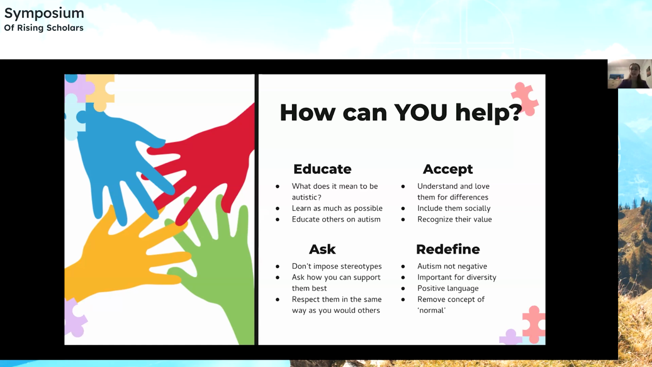That's why we must ask how we can best support each individual as opposed to assuming that the autistic population as a whole has one way that they need supported. And finally, we must redefine autism, not as something negative, but as something positive and necessary for the diversity of our planet. We have to surround it with positive language and remove the underlying subjective concept of normal.